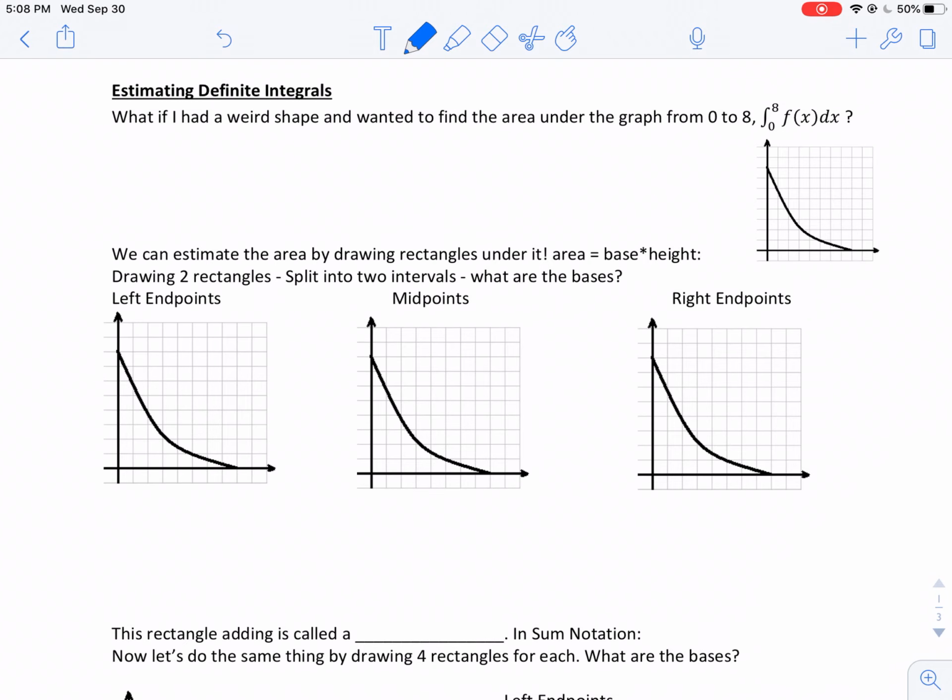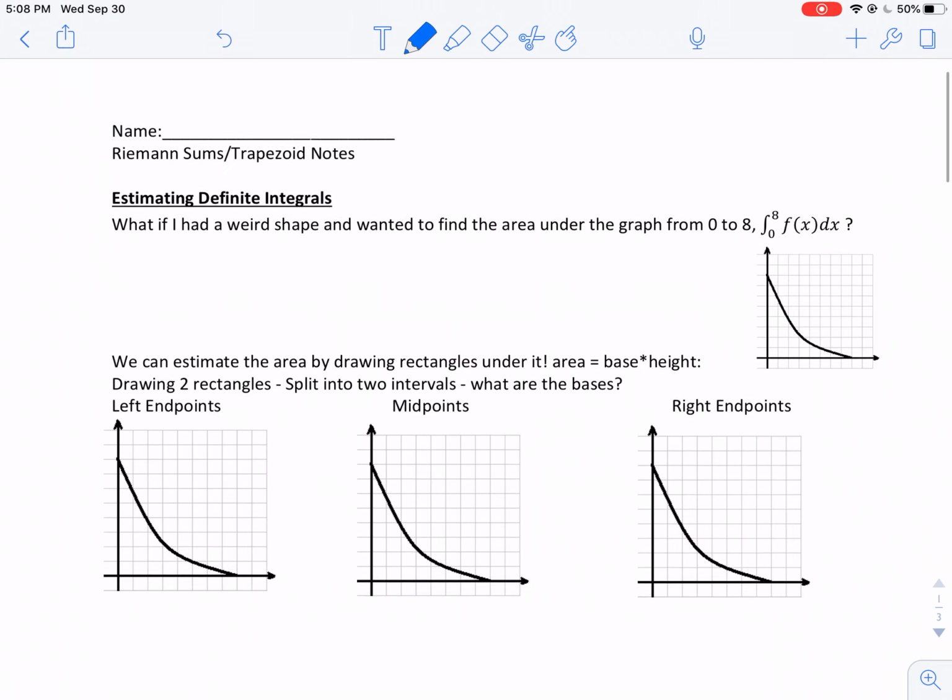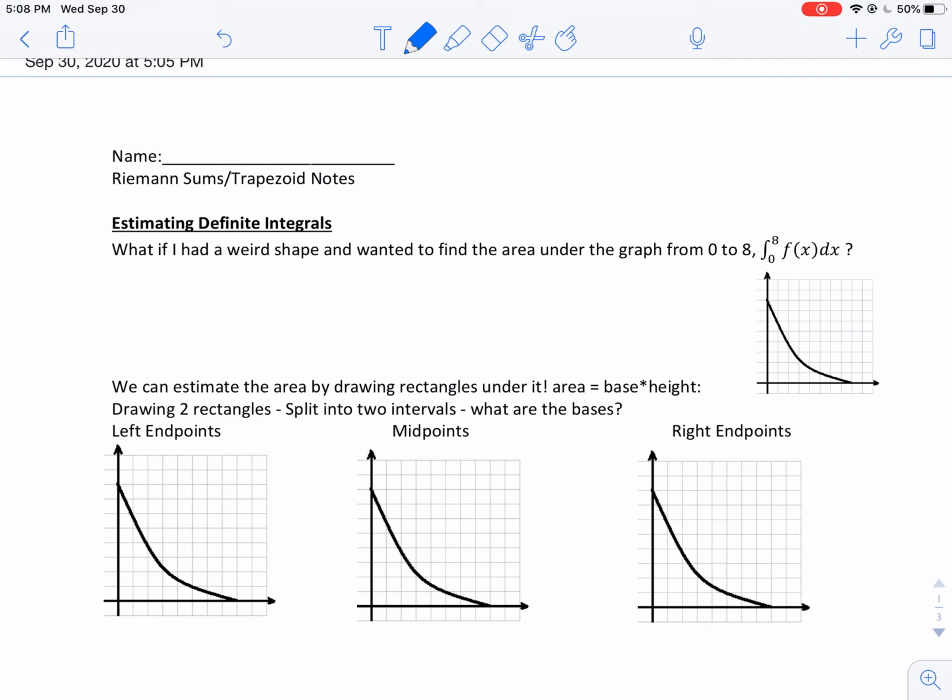All right, guys, so in our previous lesson, we talked about how we can find areas of shapes like squares or rectangles, triangles, or circles. But today, we're going to start to get into the question of how we can find the area under a shape that's not something that we just have an easy area formula for. And what we're going to do today is find a way to estimate this area.